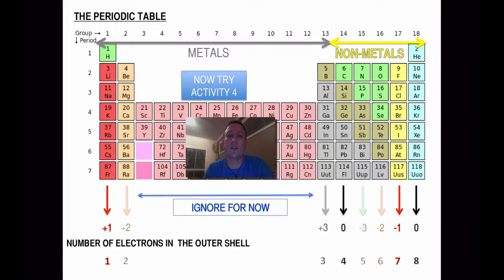Okay, well, I hope this was useful. Now what I'm going to ask you to do is have a go at activity 4. In this, you're going to use this periodic table to build up a table, which is going to firstly look at whether an element is a metal or a non-metal. It's also going to look at the number of electrons in their outer shell, and finally you're going to determine what the ion is dependent on its position in the periodic table.